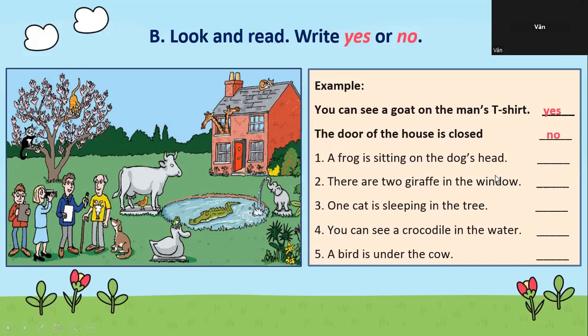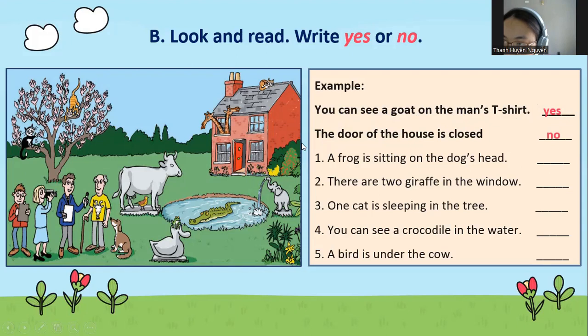So we will answer some questions. There are some sentences about the picture. If it is correct, you can say yes. But if there is a mistake in a sentence, you can say no. Okay, so we will go through the example. Can you read this sentence for me, Vân? You can see a goat on the man's t-shirt. Is this the correct answer or not? Correct. Oh, you can see in here a goat, right? And the answer is yes.